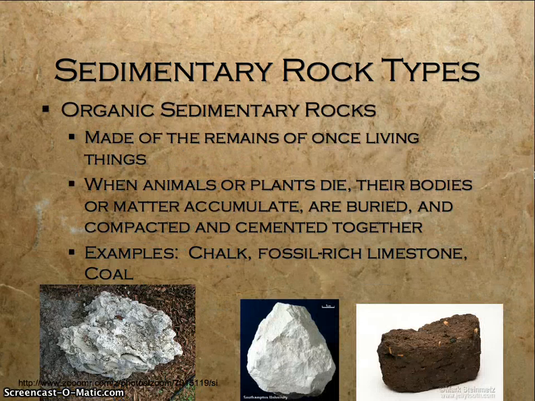The third type of sedimentary rocks is organic sedimentary rocks. These are made of the remains of once living things. When animals or plants die, their body matter accumulates, is buried, and is compacted and cemented together. Organic sedimentary rocks typically happen in areas of low oxygen, so swamps and wetlands is where you typically will find areas of peat, coal, and other types of organic sedimentary rocks. Another example is chalk, made of marine microorganisms that have been left behind as shallow oceans have disappeared.